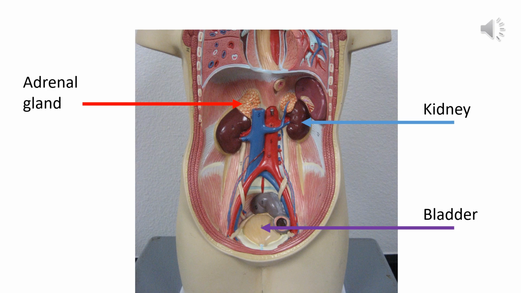The urine does drain into a couple of tubes that eventually drain to the urinary bladder. There is one tan bladder in the middle of the pelvic region there. Both the kidney and the bladder are part of the urinary system.